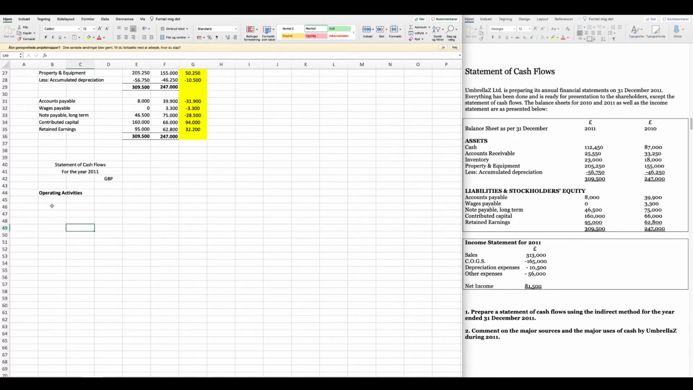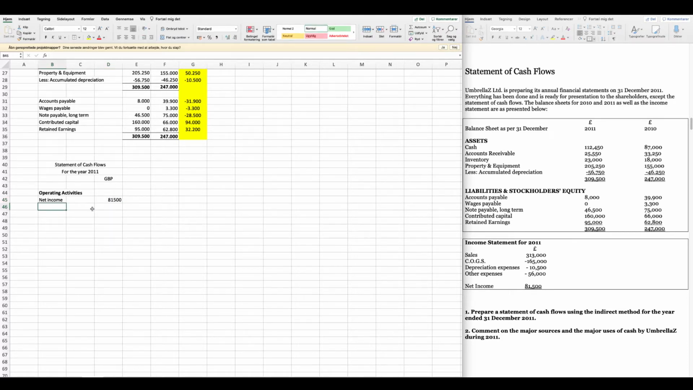And recall from the introduction that what we use here is the net income and the current assets and current liabilities. A very important thing to note here, and this is always a starting point when we do the statement of cash flows using the indirect method, is that we start by using the net income. So the first thing we do is take net income, and the amount will have to refer to the exercise text, where you can see that the net income is 81,500. So that will be our starting point.